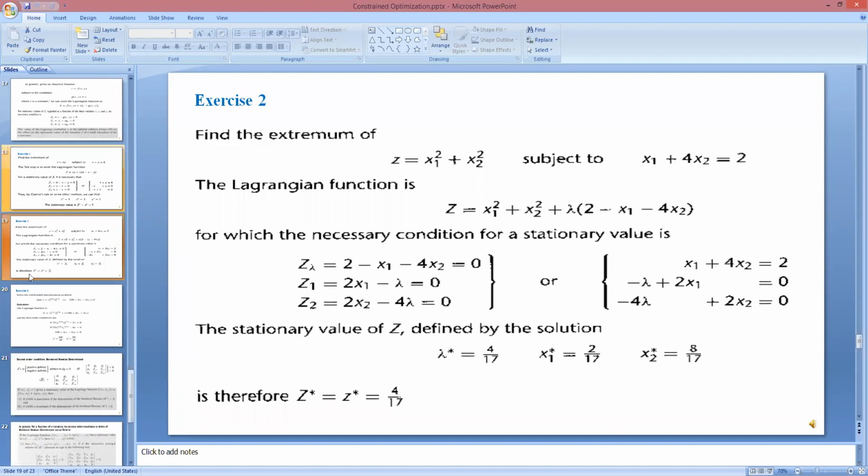Here the problems, exercises 1, 2, 3, everything is related to the bordered Hessian determinant because we are handling constrained optimization.